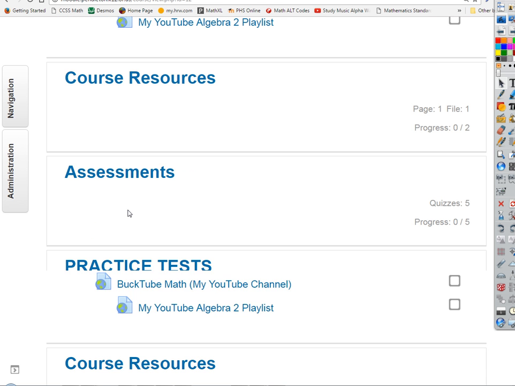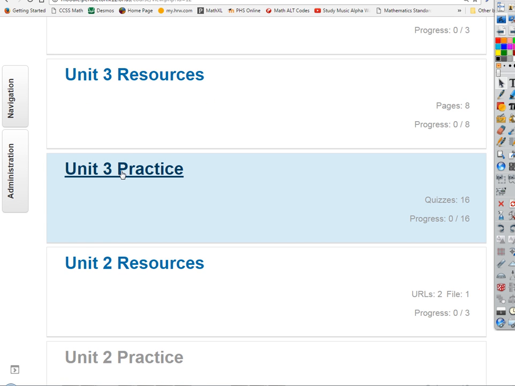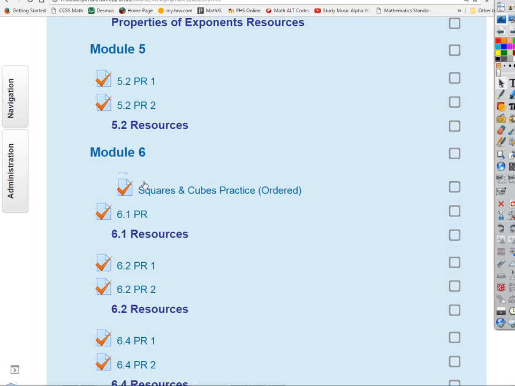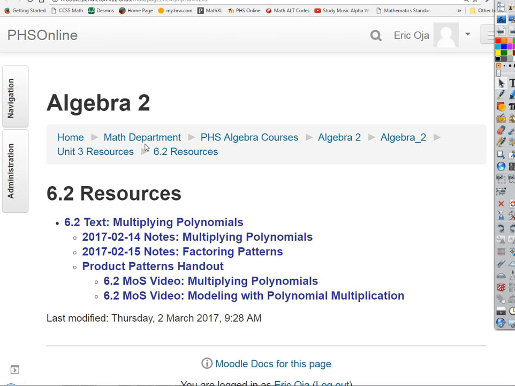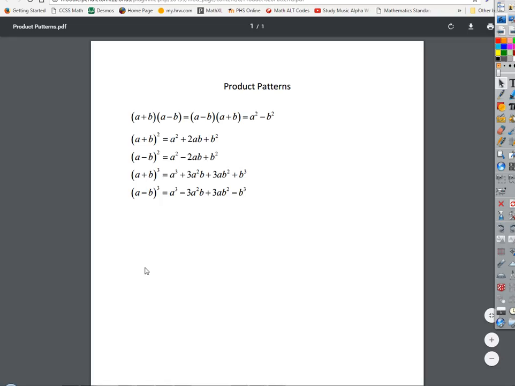Okay, if you go to the Unit 3 practices or the resources, remember the part where we multiplied polynomials was in 6.2. So if I go to the 6.2 resources, there's a product patterns handout. It's going to be over that stuff, right? Knowing those patterns, because those are really useful to know. And they show up on these tests.